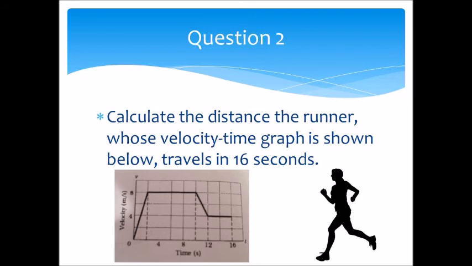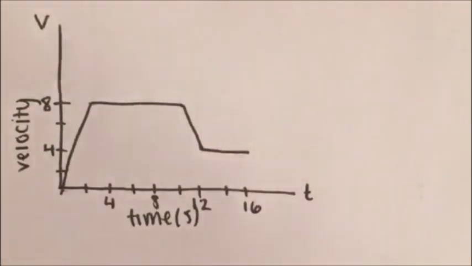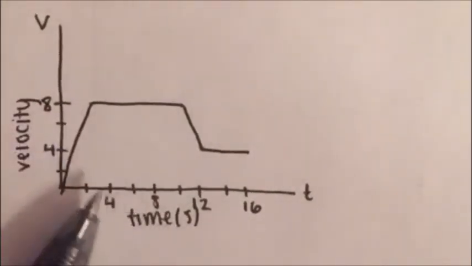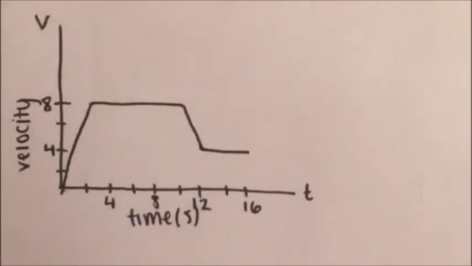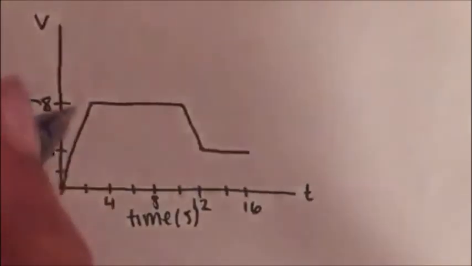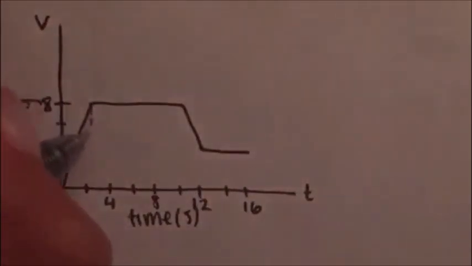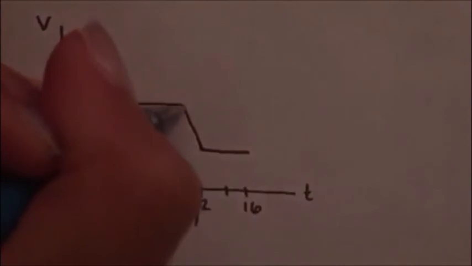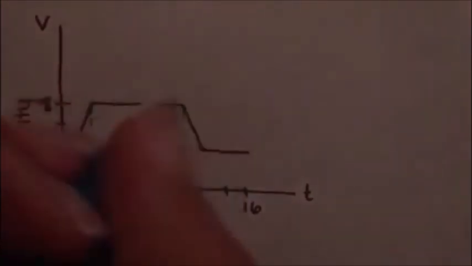Question 2. Calculate the distance a runner, whose velocity-time graph is shown below, travels in 16 seconds. Okay, so for this one you have to realize that if you have a velocity-time graph, the area under your curve is going to be your total displacement. So using that idea to find the displacement, we're going to get the area under this curve by splitting this entire shape into different things that we can actually calculate the area of. So we can make a triangle here, a rectangle, a triangle, and another rectangle.